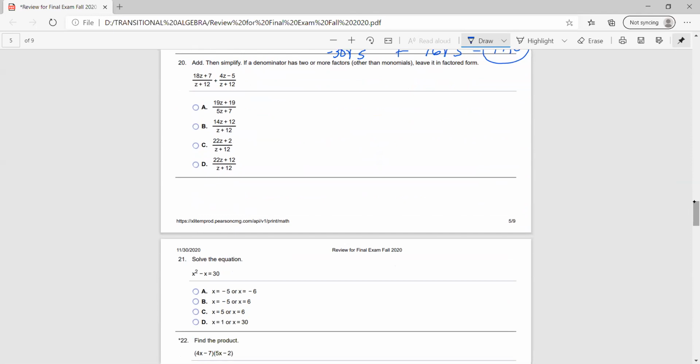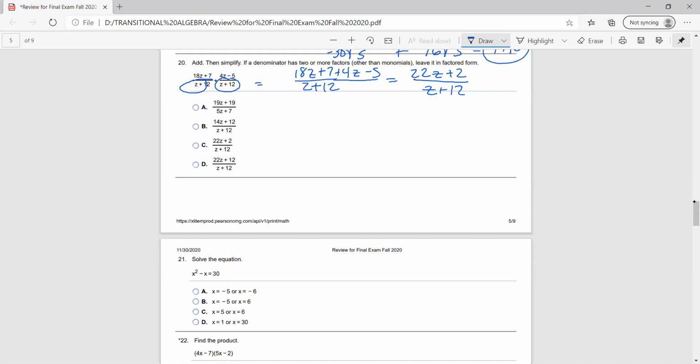So this one's pretty easy. Why? Because we have a common denominator, z plus 12 and z plus 12. So we know that the bottom part is z plus 12. The top part is everything else: 18z plus 7 plus 4z minus 5. Then you want to combine like terms. 18z plus 4z is 22z, and then 7 minus 5 is a positive 2. And then on the bottom, we just have z plus 12.